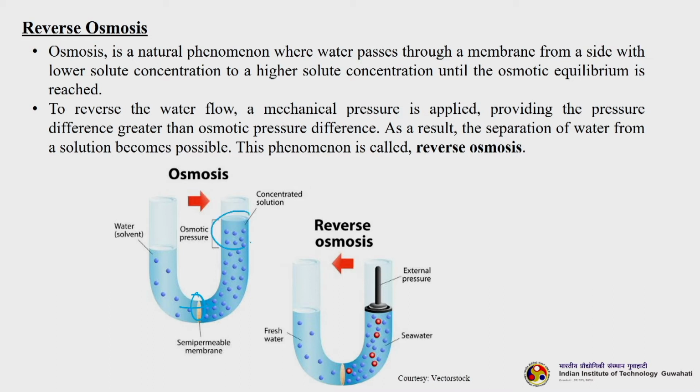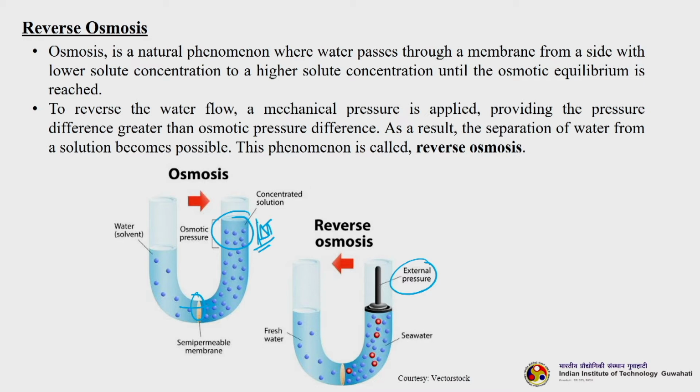This is the osmotic pressure we can see from here, on the concentrated solution side. The membrane is of course a semipermeable membrane, which will allow only the solvent or water to pass through and retain all sorts of ions. To reverse the water flow, we need to apply a mechanical pressure which will overcome this osmotic pressure, the delta pi. So, we apply an external pressure here, and this pressure will overcome the osmotic pressure. As a result, the separation of water from a solution becomes possible. This phenomenon is called reverse osmosis.